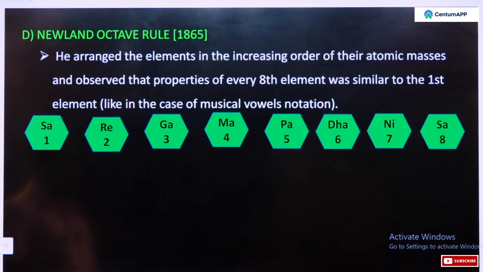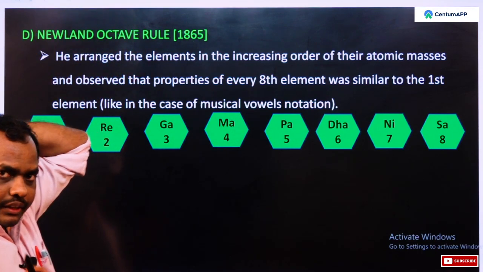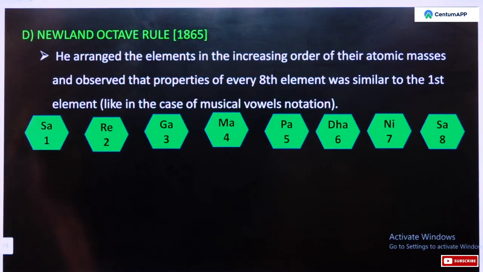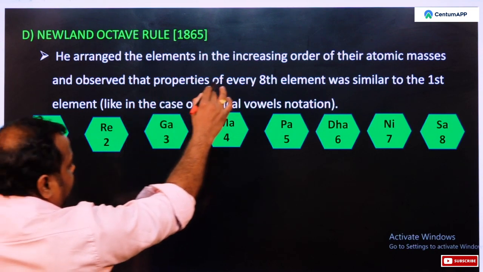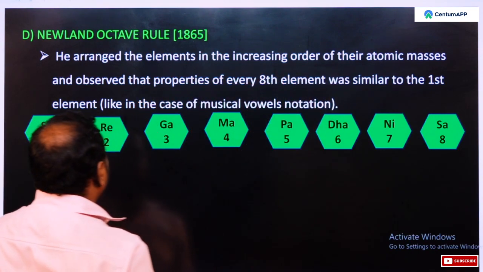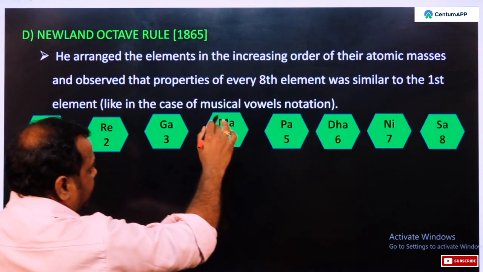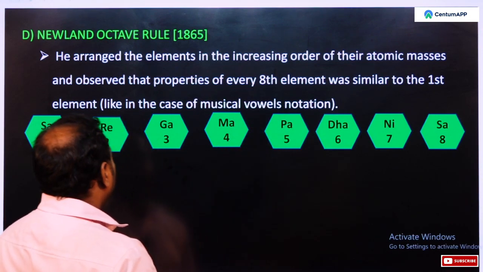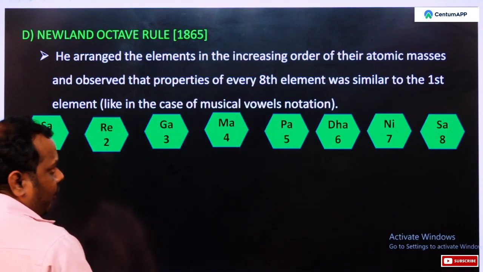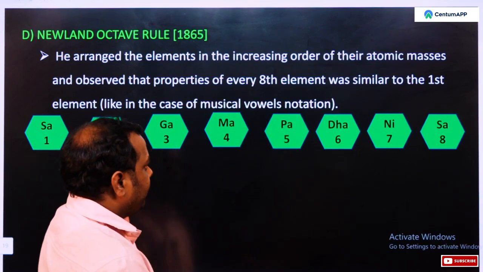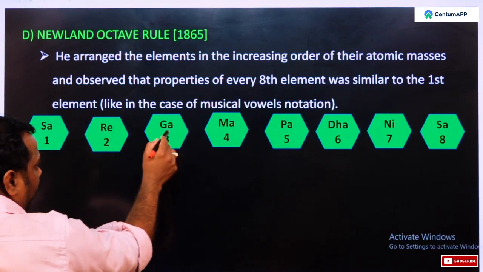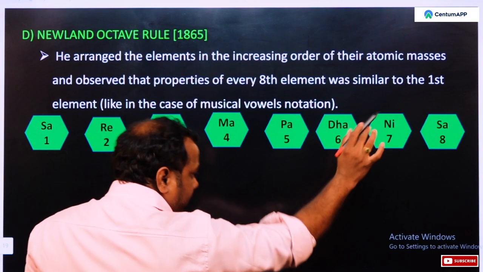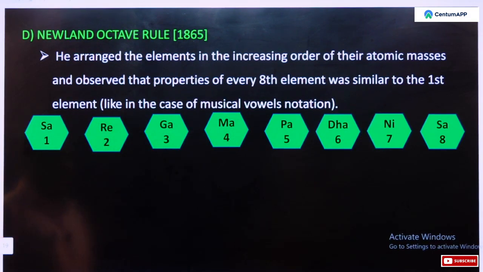Next one is Newland's octave rule. Octave means eight. He arranged the elements in increasing order of their atomic masses and observed that the properties of every 8th element were similar to the first element, like in the case of musical notation: sa, re, ga, ma, pa, da, ni, sa. Observe carefully here, Newland's octave rule.